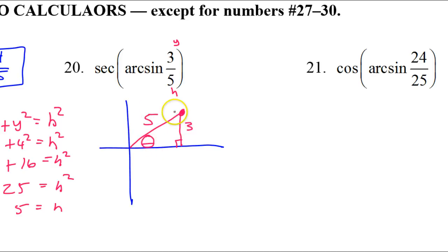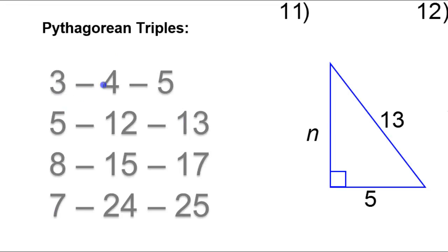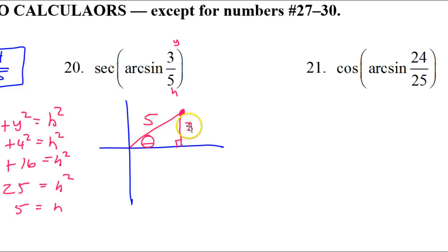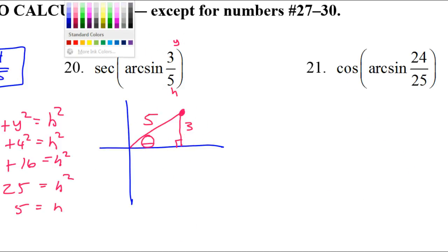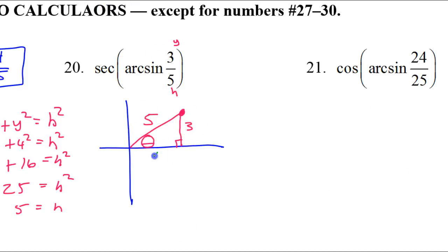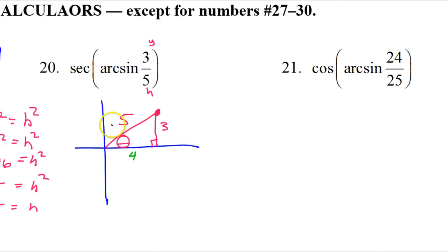Well, this is the same Pythagorean triple that I just saw before, the famous 3, 4, 5 Pythagorean triple. So if this is 3 and this is 5, I know that the other one must be 4. All right, no need to do the Pythagorean theorem again. Now, we don't need to know what this angle is to find the secant of this angle.